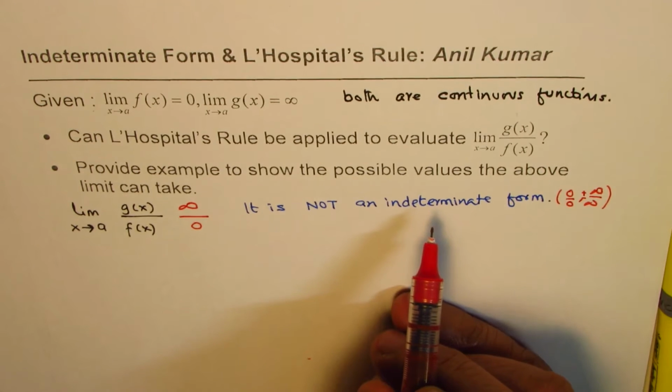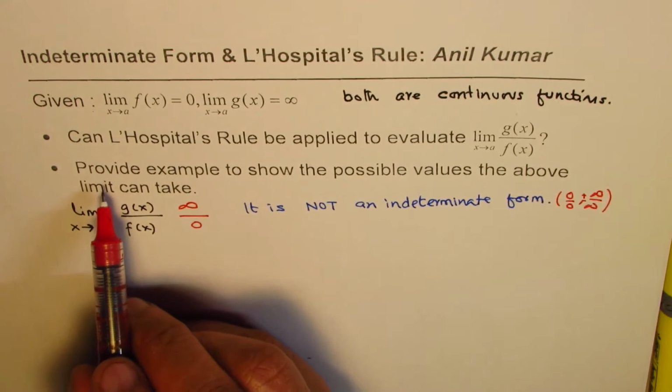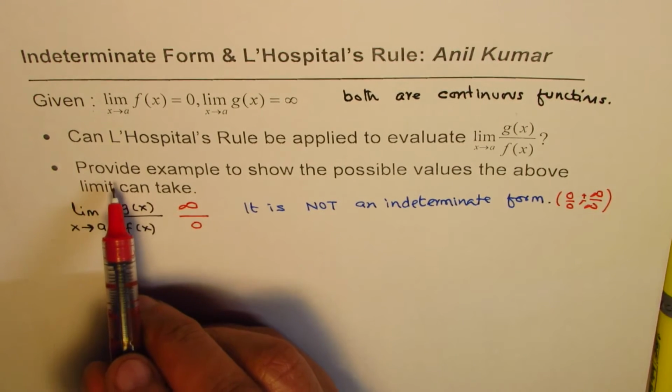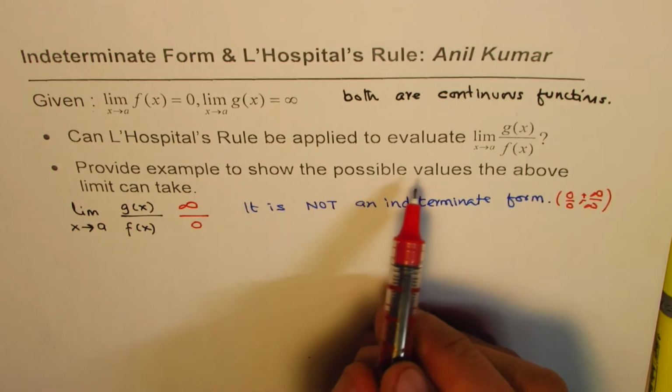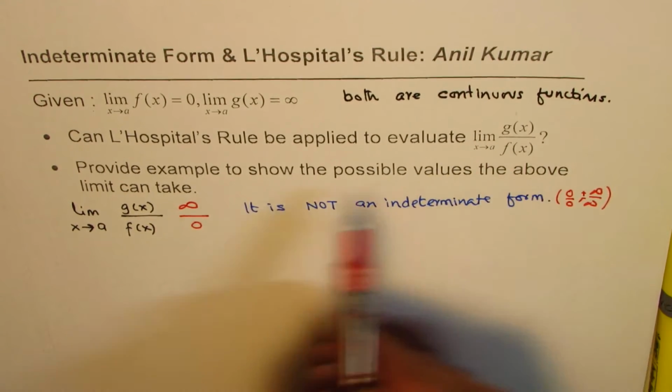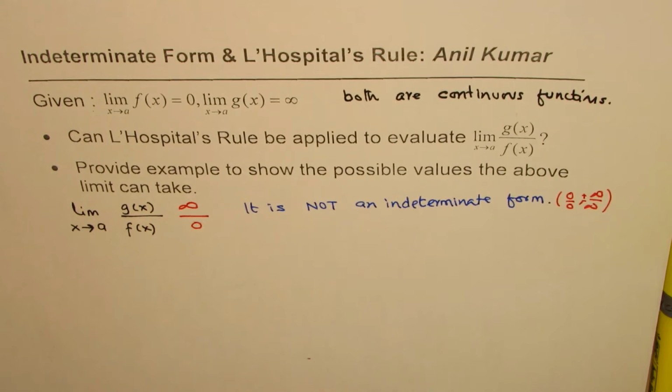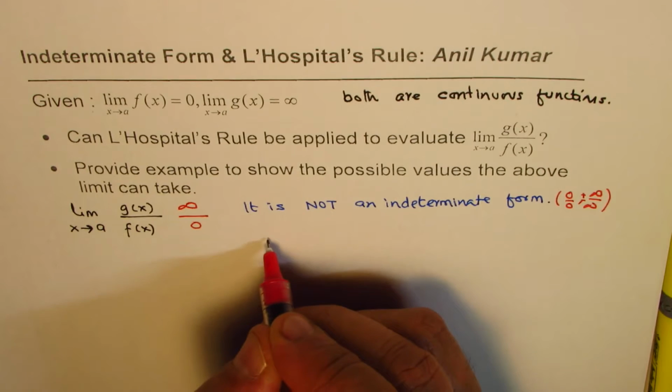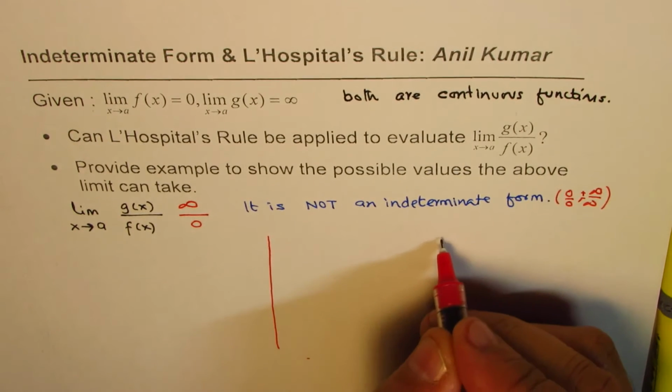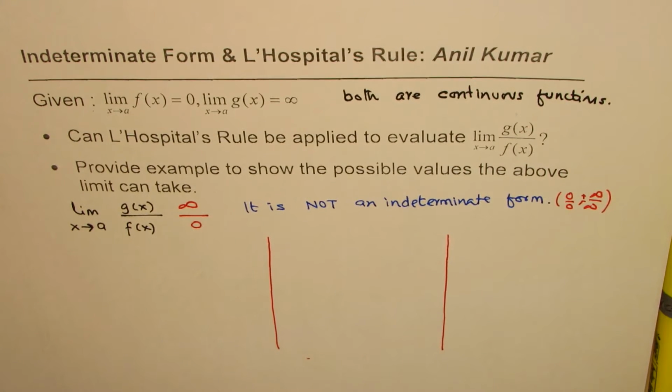Now let's look into the second part of this question, which is, provide examples to show the possible values the above limit can take. So what values can it take? Now this is kind of an open question. You can think about any function and provide the possible solutions, right? So what I'm thinking about is maximum there could be 3 possible solutions, right?